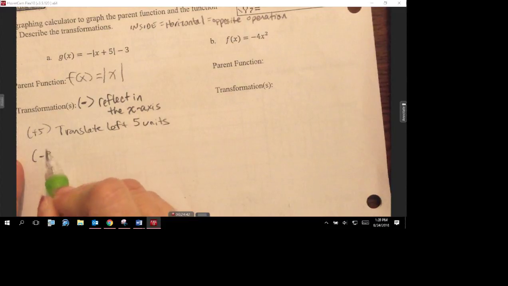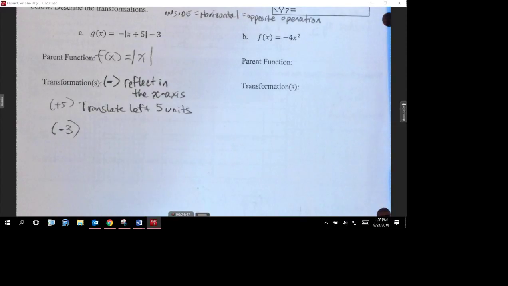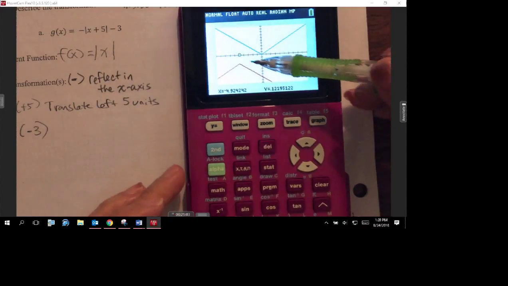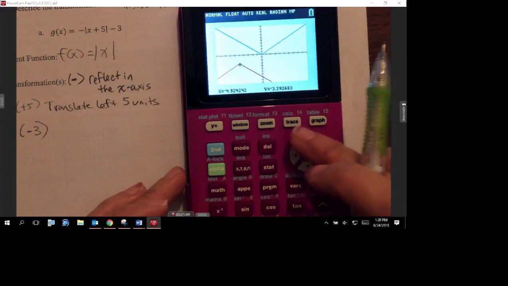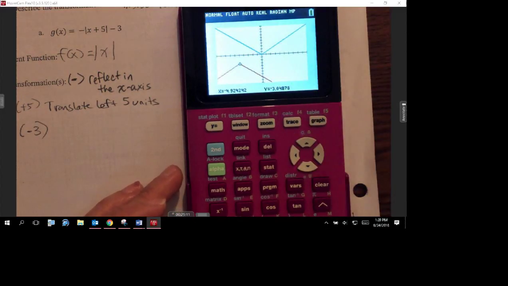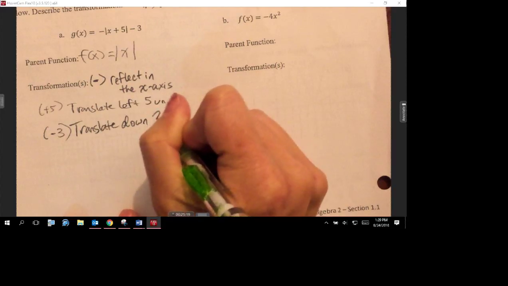And then the -3 is the third transformation. So is that on the inside or the outside of the absolute value? Outside. So if it's outside, it's vertical. What's -3 say? What's the fancy word? Translate. And you can look on here and see that this one is down 3 units. That point right there is down 3 units from the other one. So translate down 3 units.